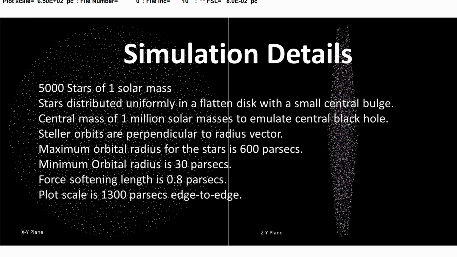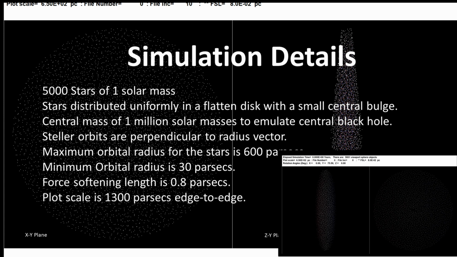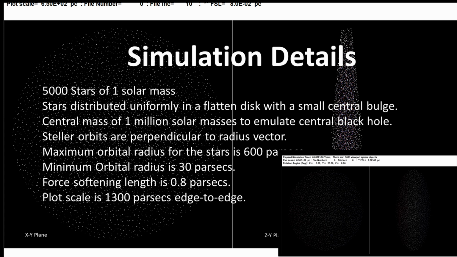Let's get started. In this simulation, as you can see, I present a flattened galactic disk of 5,000 stars. Each star has a mass of 1 solar mass. For a better perspective on this distribution, let's rotate this about the y-axis while I describe the rest of the system properties. The maximum orbital radius for any star is 600 parsecs, and this plot is 1,300 parsecs edge to edge. The minimum orbital radius for a star is 30 parsecs.